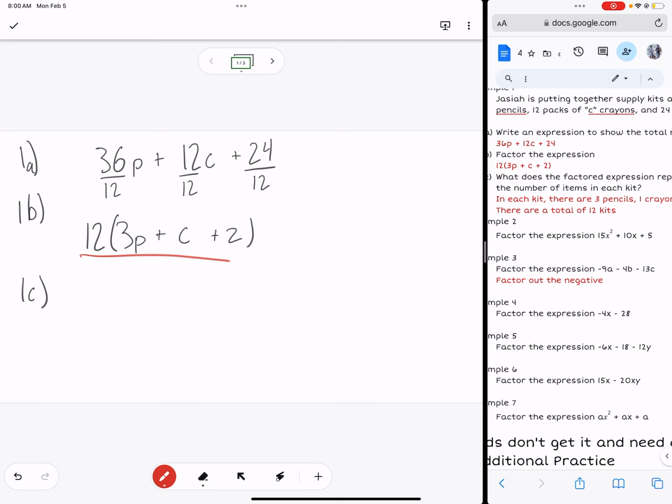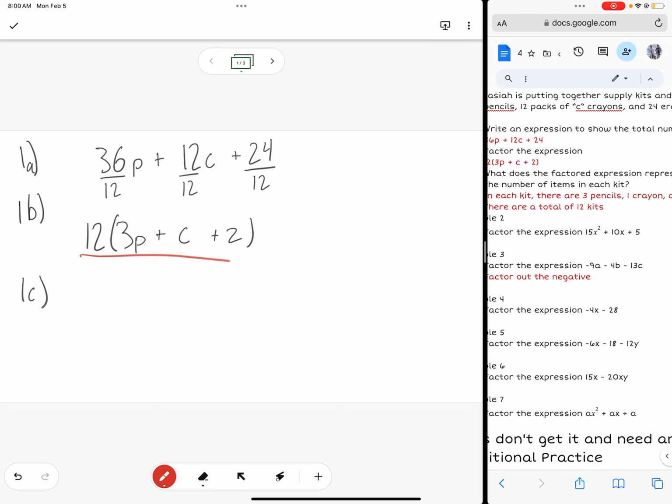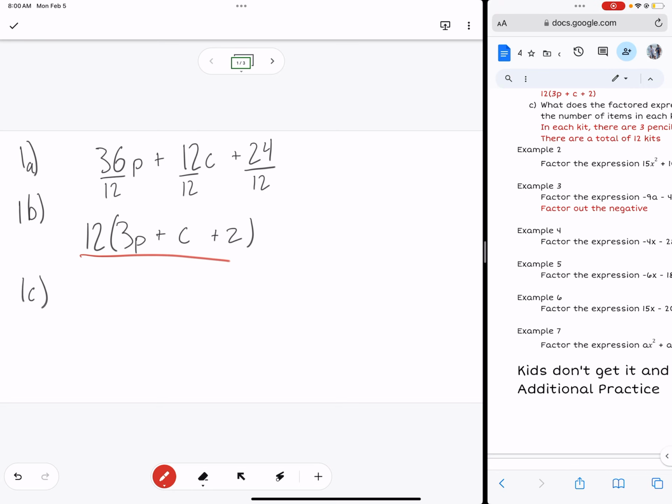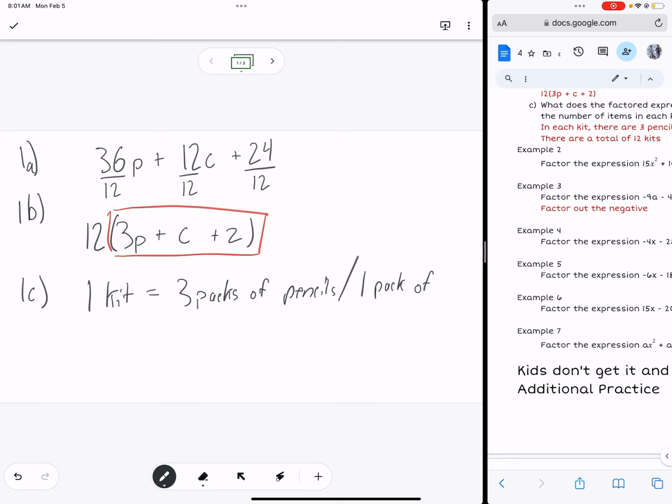3 packs of pencils. So what else? Keep going. So it's going to be not one, and then just 2 erasers. All right. So Foss is on the dot with that. So each kit, what is inside the parentheses, right? What is inside of here means that each kit, right? So I'll write this in words. One kit is going to have 3 packs of pencils. It's going to have 1 pack of crayons. And it's going to have 2 erasers.